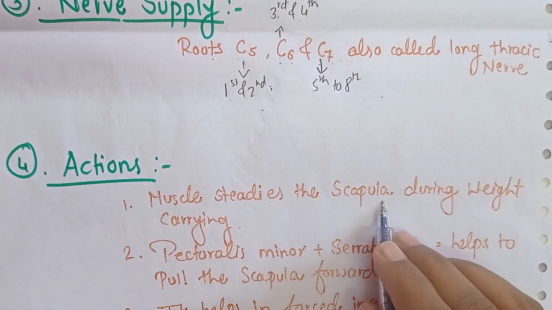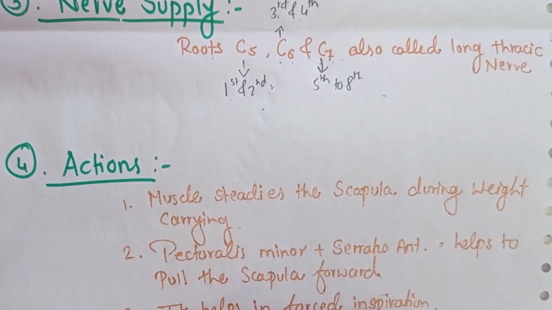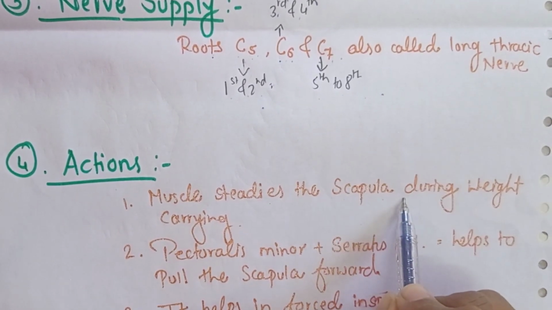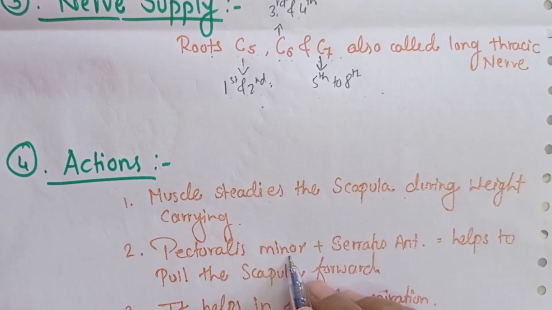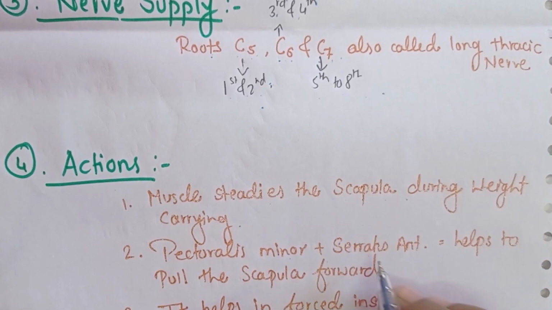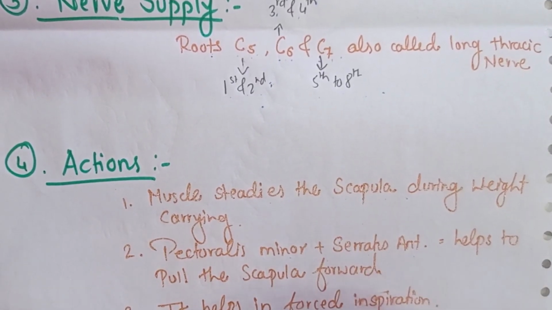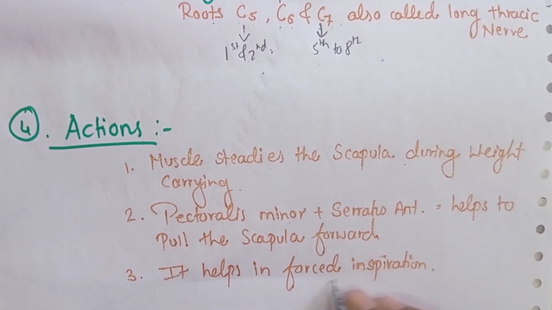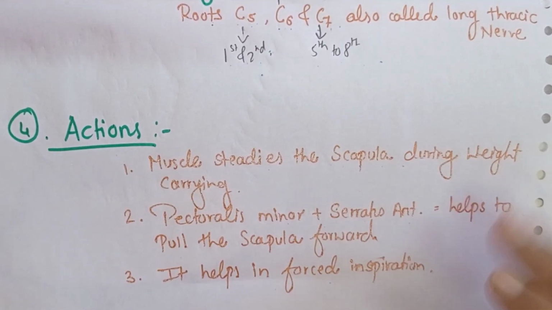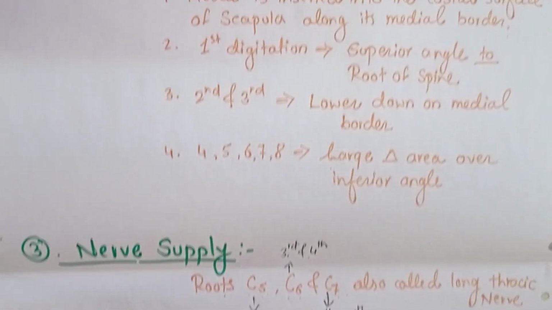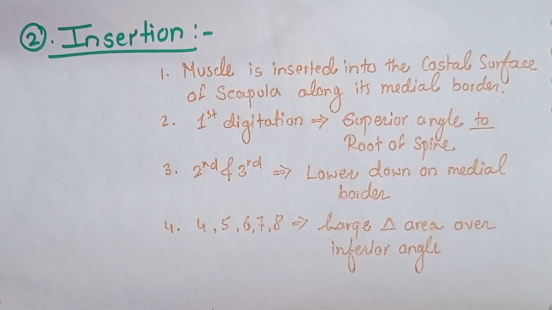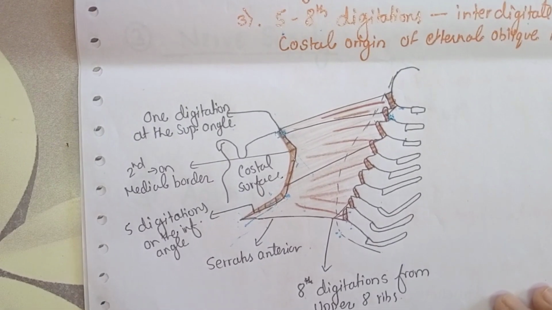Now actions in brief, we can say the muscle steadies the scapula during weight carrying. When we carry a heavy weight, this muscle steadies the scapula. Pectoralis minor, along with this muscle, the serratus anterior, helps to pull the scapula forward and it also helps in forced inspiration. In this way, we have seen the origin, insertion, nerve supply and the action of the serratus anterior. Thank you.